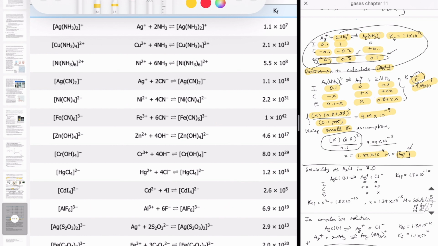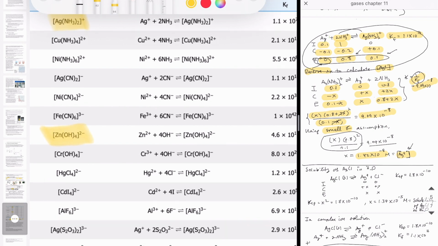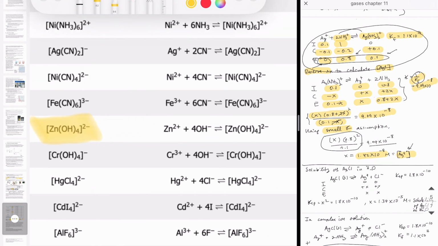So for example, if the question shows silver and ammonia, immediately you will see that the formula is Ag(NH3)2+, so you know that there are 2 ligands in this particular complex ion formation. Whereas if you're given zinc and hydroxide, for example, you can immediately see here that there is a zinc with 4 hydroxide bonded to it. So that's the complex ion that's going to be formed.